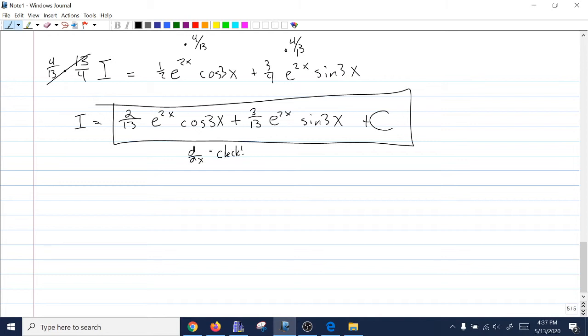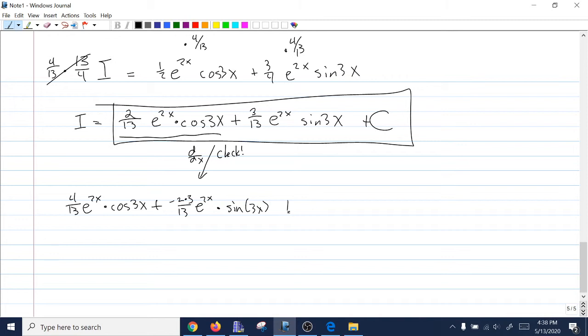Check. We're going to check this out by taking the derivative. How do I take the derivative of this? It's a product. I need to use the product rule. Derivative of 2/13 e to the 2x is going to be 4 over 13 e to the 2x times, leave the second part alone, plus leave the first part alone, 2 over 13 e to the 2x times the derivative of cosine 3x, which is negative sine 3x times 3.